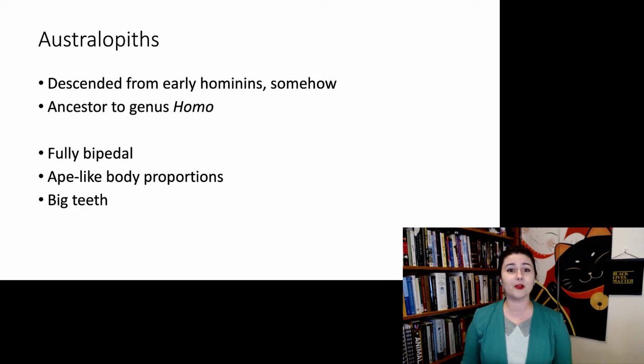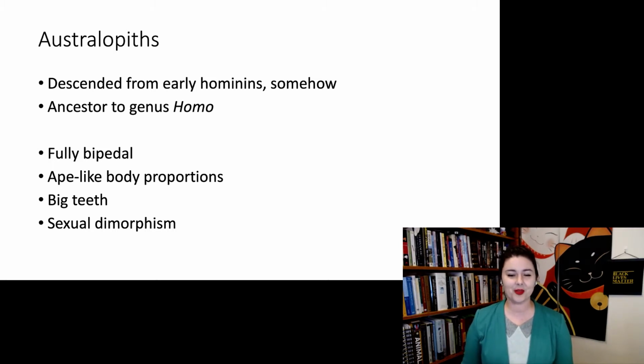They do also have big teeth. If you take any Australopith and compare it to a modern human, their molars, the teeth all the way in the back, are much larger than ours. We also see a fair amount of sexual dimorphism. So we see differences in body size between males and females. If you need to, go back and rewatch some of these sexual selection topics from way back at the beginning of evolution.